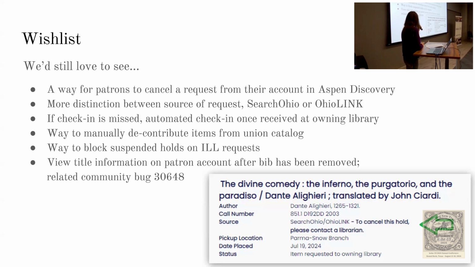And finally, it would be great to view the title information on patron accounts after the bib has been removed. So that was that no bibliographic row that we saw earlier. We have funded a bug, 30648, for this, so we're eagerly waiting to see that come live.